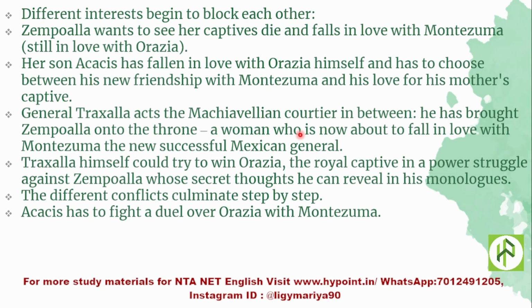Montesma is a new successful Mexican general. He will become that. And Traxala himself could try to win Horacia. So Traxala also tried to win Horacia, the royal captive, in a power struggle against Sempola. So he can make use of that, and if he can make Sempola a queen, then he can make Horacia too.